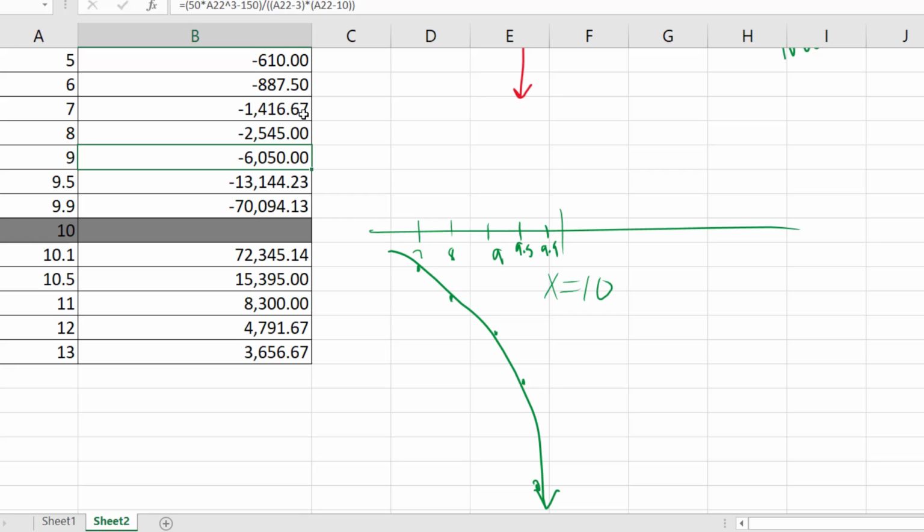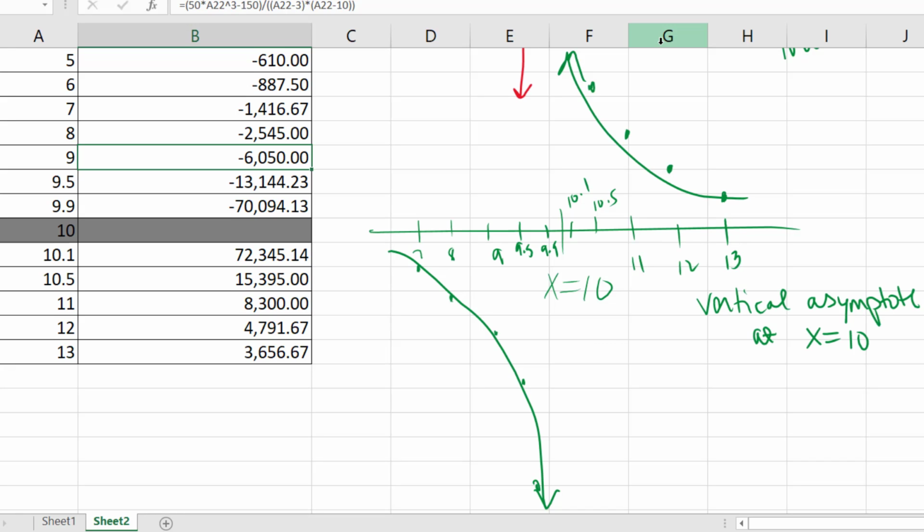On the right side, we have values like 11, 12, 13, but as we sneak up on 10, we see 10.5, 10.1. And the values we see here: at 13, it's like 3,000. At 12, it's like 4,000. At 11, it's like 8,300. At 10.5, it's even higher. At 10.1, it's even higher. It's shooting upward to positive infinity. So there is a vertical asymptote.